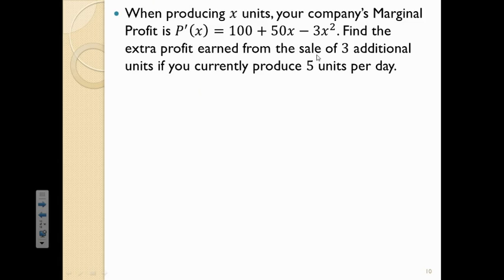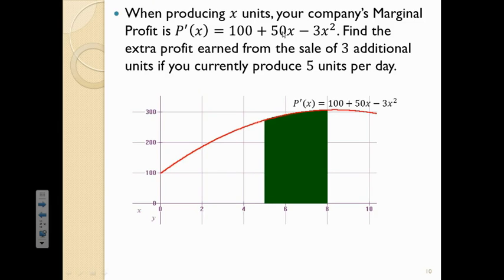Well, if we were going to graph this function, finding the integral of this is going to be finding the area under this function. Well, this is our marginal profit function, and it's the red line here. We're interested in it just from the area from x is equal to 5 to x is equal to 8.